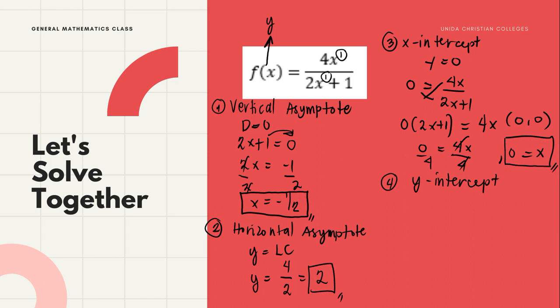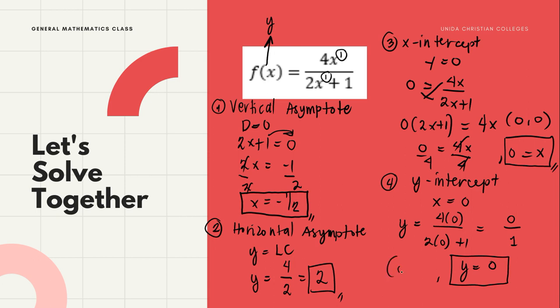Next, 4. We need to solve for the y-intercept. Okay. So, sa y-intercept naman, you will let x be equal to 0. So, lahat ng x, papalitan mo ng 0. So, y is equal to 4 times 0 over 2 times 0 plus 1. So, 4 times 0, that is 0. 2 times 0 is 0. 0 plus 1 is 1. So, we have 0 over 1. 0 divided by 1 is 0. So, what will be our ordered pair? We have 0, 0. So, same na nasa origin.